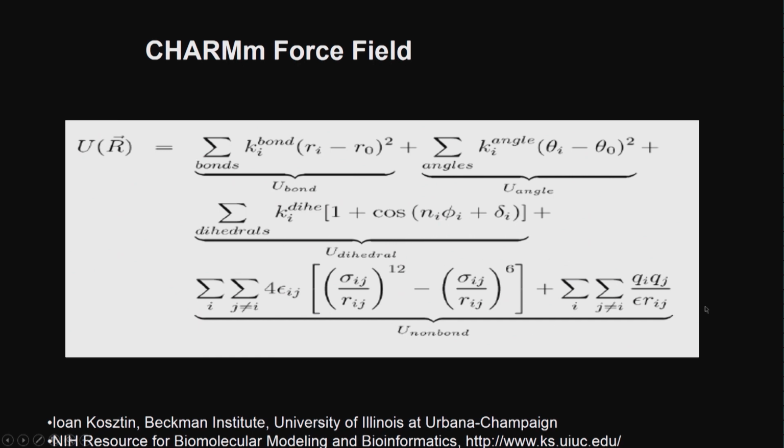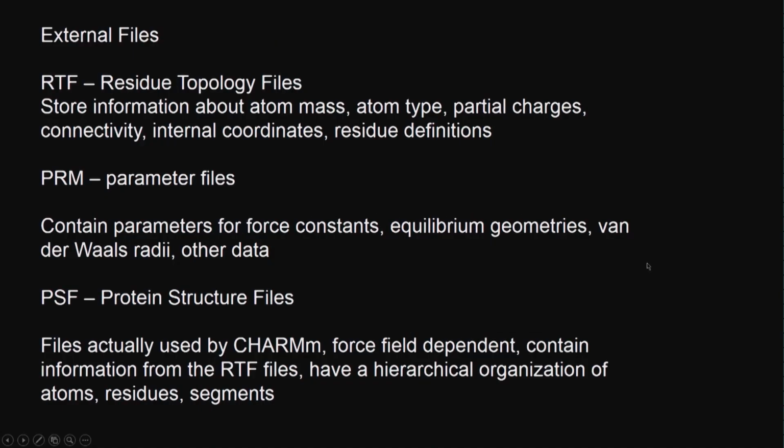Then they have a term for electrostatic and Lennard-Jones potential. Okay. So, this is what CHARMM used, whatever I have been talking about. So, they have a very clear, simple-looking force field. There are external files, RTF, residue topology files. This stores information about atom mass, atom type, partial charges, connectivity, internal coordinates, and residue definitions.